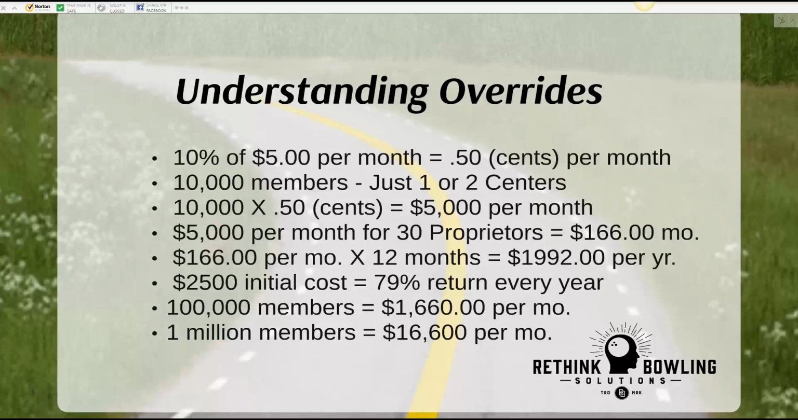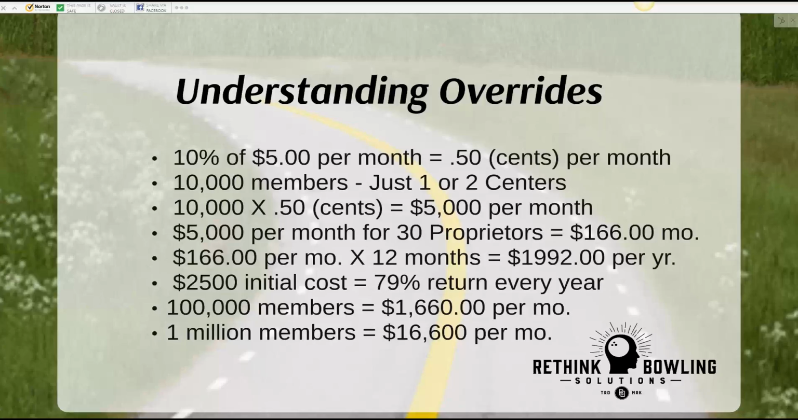Well, 10,000 members times 50 cents equals $5,000 per month. Now, $5,000 per month has to be divided by the founding 30 proprietors of Michigan. So that would mean a check of $166 a month each for each of the 30 proprietors. So if you get $166 per month, there's 12 months in a year, we're paying you back $1,992 per year. Now, if that's all we got was 10,000 members, and there's 3 or 4 million people we can get in Michigan alone. There's 67 million people in the nation. So this is a very, very small number. This is just a couple centers in Michigan.